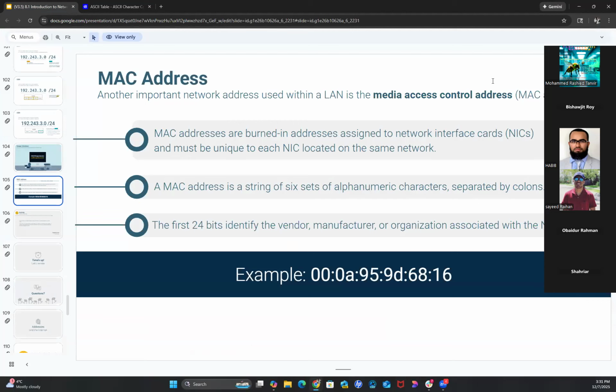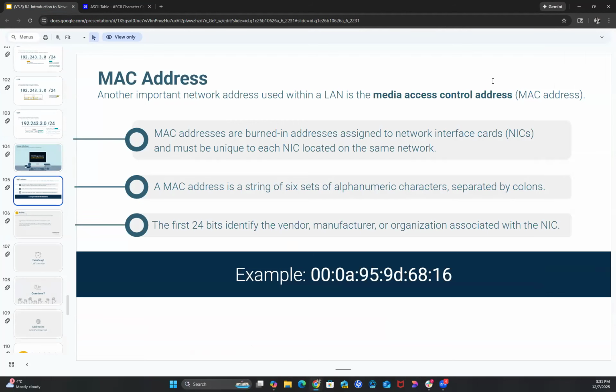So, continuing from yesterday's class: the MAC address. Let's look at another important network address used to route network traffic within a LAN. Remember that a computer must have a NIC card to transmit or receive data. Each NIC has a network address called a media access control address, a MAC address.